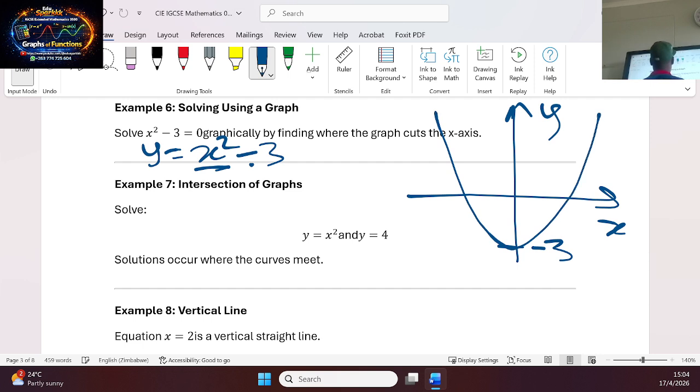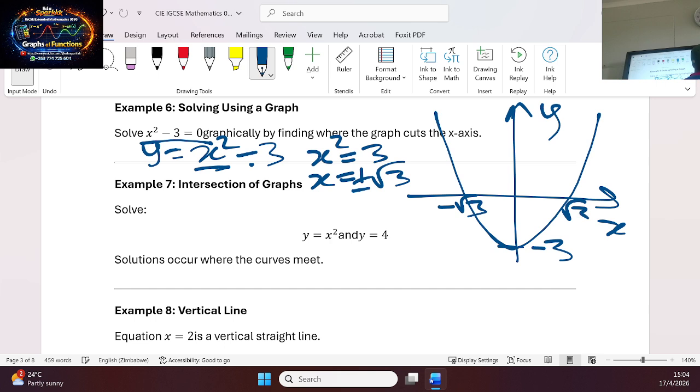And mind you, when I make it equal to 0, it is with the equation. As I proceed with the steps, it means x squared is equal to 3. So x will be equal to plus or minus root 3. So this will be minus root 3, and this will be positive root 3. That's what we have from the graph of y equal to x squared minus 3.